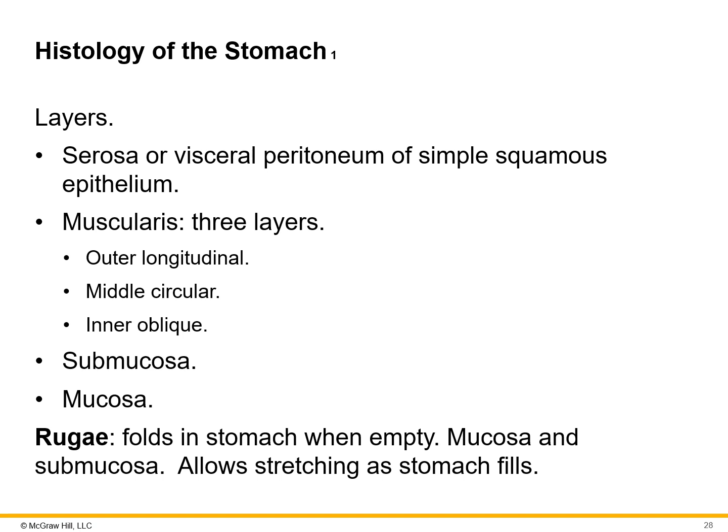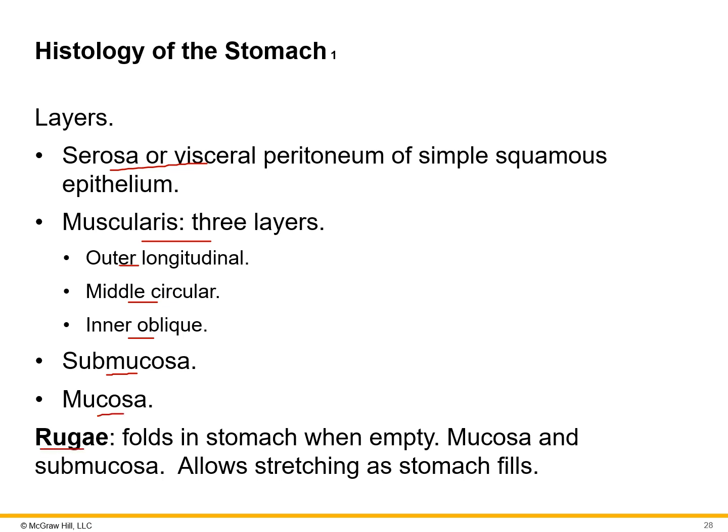So, the different layers of the histology of the stomach. We have the serosa, the visceral peritoneum, that's simple squamous; the muscularis, which is made up of 3 layers, the outer longitudinal, middle circular, and inner oblique. Then we have the submucosa and the mucosa. So again, we mentioned these various layers before.